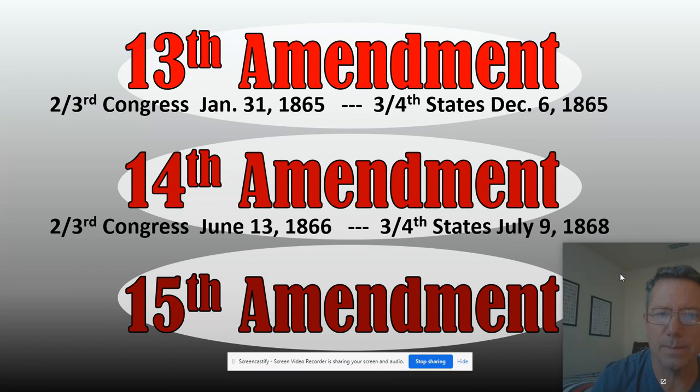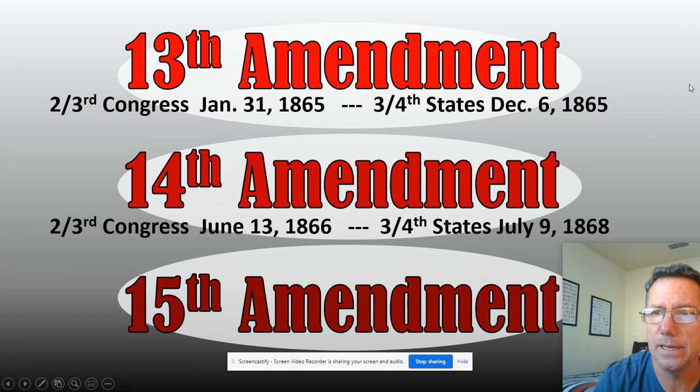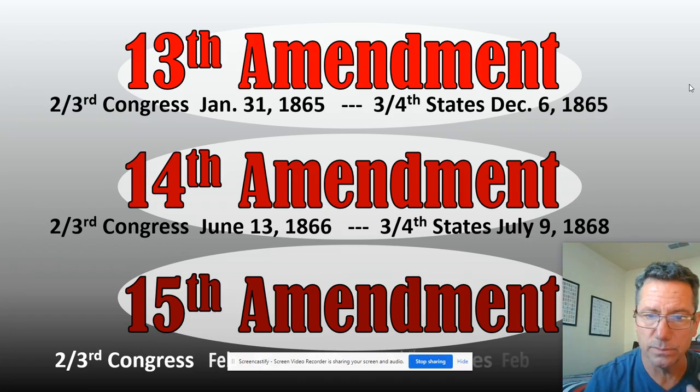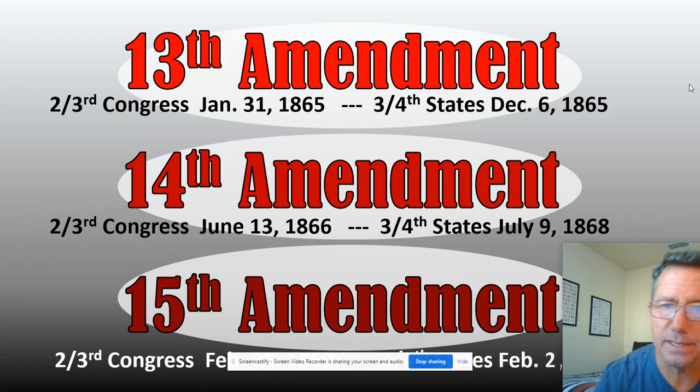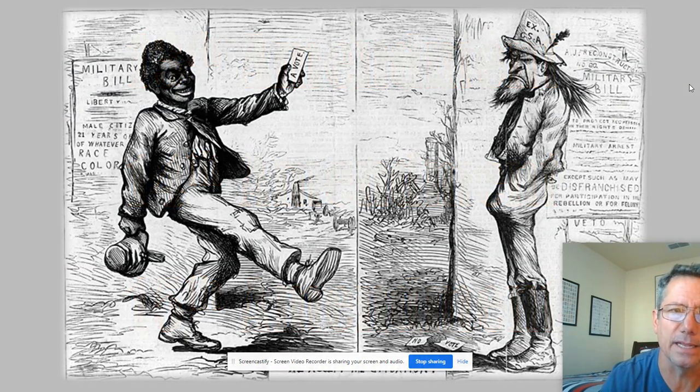So the 15th Amendment is not necessarily a needed amendment. It is part of the 14th Amendment. The 14th says that you have the right to vote because you have the same rights, and then the 15th Amendment is going to be basically a highlighted thing.